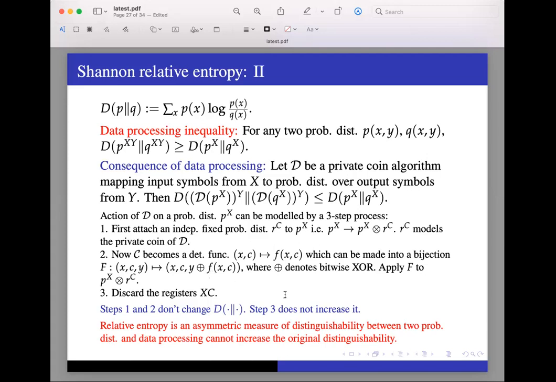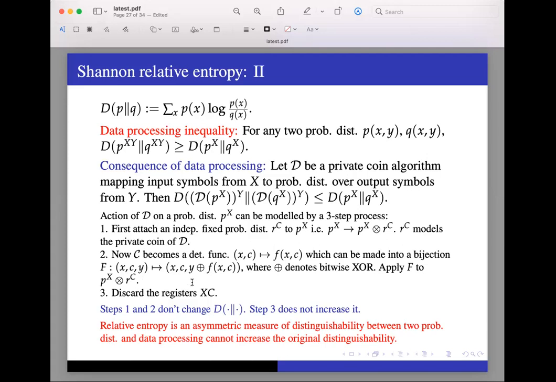And now, what is the second step? The first step was just attaching the private coin. The second step is to apply this bijection F to the probability distribution Px times Rc, and actually there should be a times the all zeros distribution on Y. So there should be a 0Y out here, which I'll correct when I put up the slides.